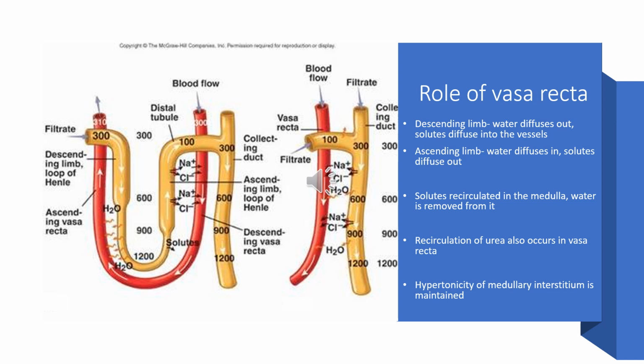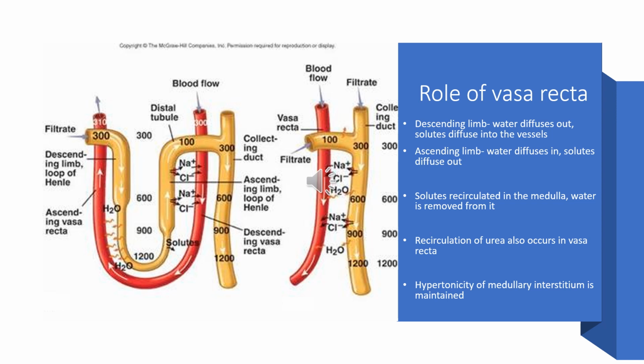Role of vasa recta in concentrating the urine. In the descending limb of vasa recta, the water diffuses out of the vessels and solutes diffuse into the vessels. And in the ascending limb, water diffuses into the vessels and solutes diffuse out of the vessels. That is, the water and solutes move in directions opposite to each other.